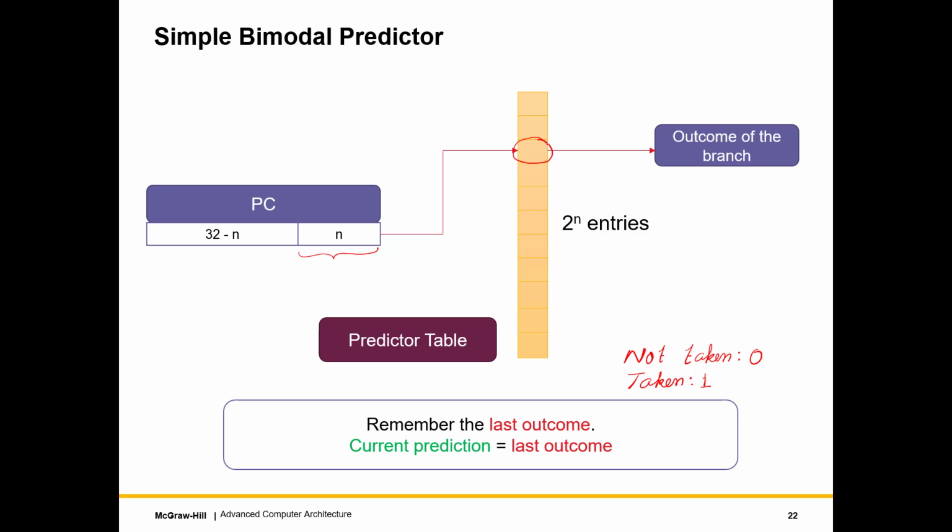So whatever was the last outcome, we say that look, the current predicted outcome is also the same. Say the last outcome was not taken, we say that look, this time also we predict that the branch is not taken, and likewise is the case for taken. This is a very simple predictor. So let's evaluate and let's see if it works or not.